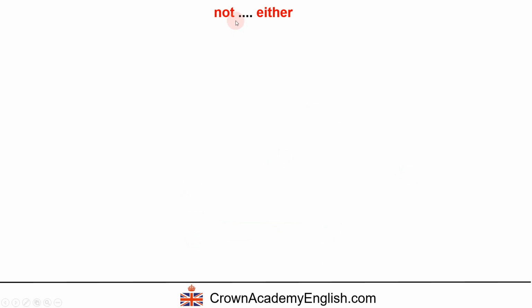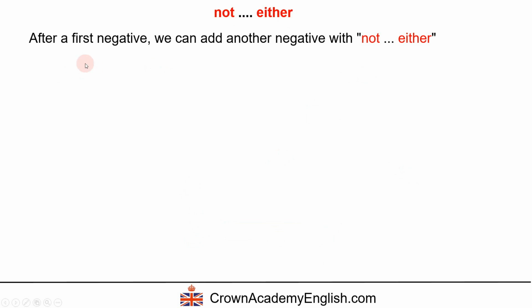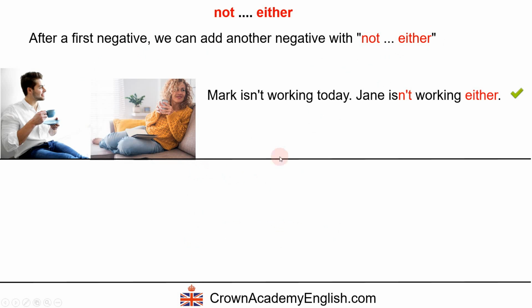Okay, let's continue. Not something something either. So after a first negative, we can add another negative with not something either. Example: Mark isn't working today. So he's not working today. Jane isn't working either. So what does this mean? This means Mark isn't working today and Jane isn't working today. Okay, so both of them, Mark isn't working and Jane isn't working.